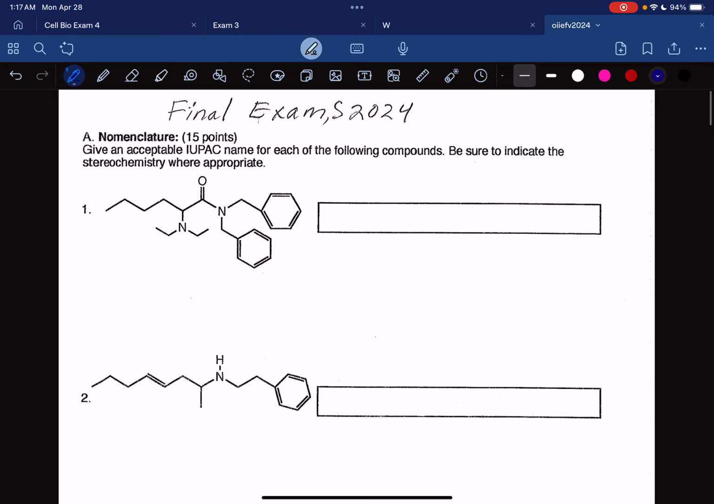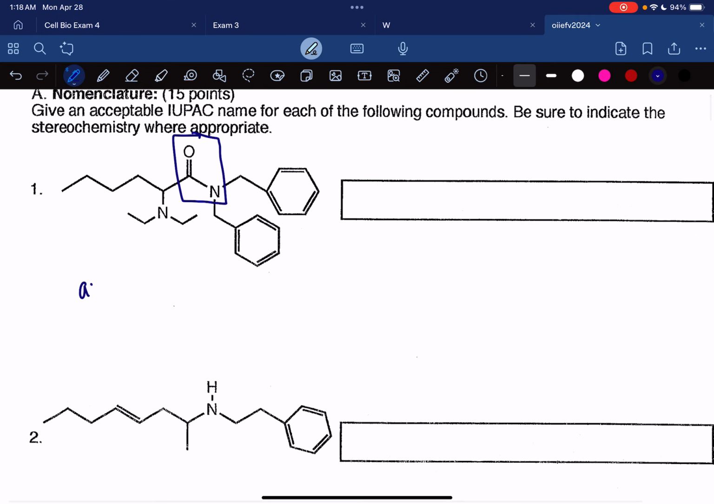Okay, so the first section of the exam is obviously the nomenclature section. So all you want to do is identify the highest priority group. So in this case, this is an amide. So write that down first. So the parent is an amide. And then you always start numbering at the carbonyl carbon. So this is 1, 2, 3, 4, 5, 6. So 6 carbon amide, that's called hexanamide. Very good.